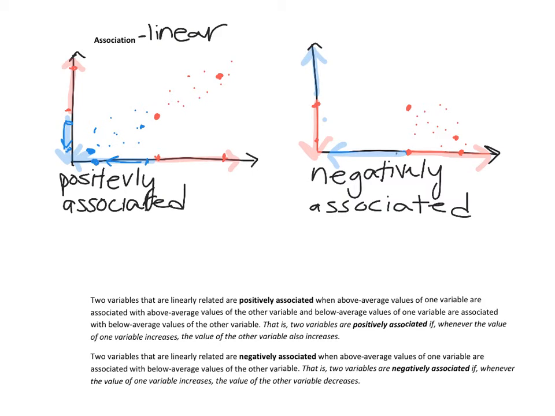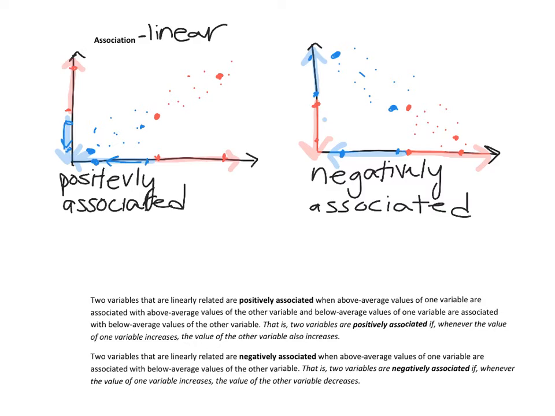So if we have a value right here for our explanatory variable, as the explanatory variable decreases, the response variable increases. We're going to get a value right there. And so this is our scatter diagram.